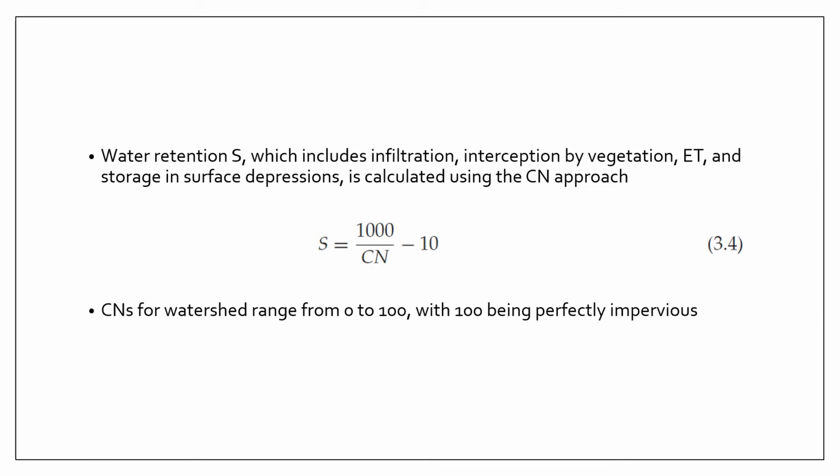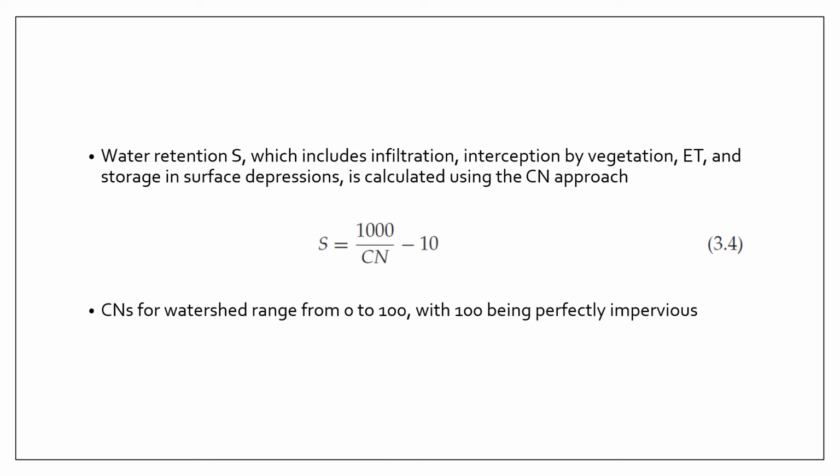Now let's talk about the maximum water retention, which is part of the SCS equation. Maximum water retention includes your infiltration, interception by vegetation, evapotranspiration, and storage. This is the water that is being continuously lost to different storages and interceptions as your rainfall progresses.